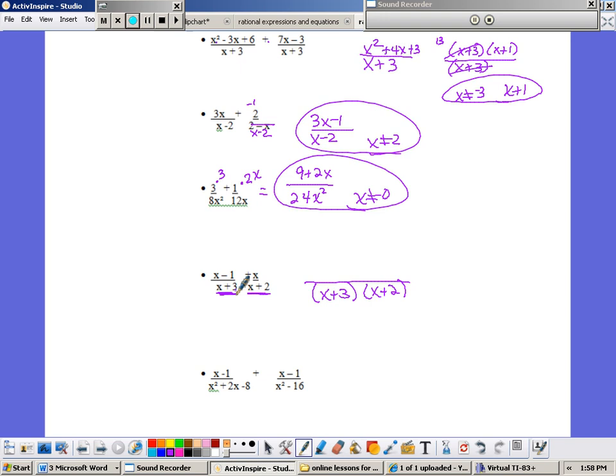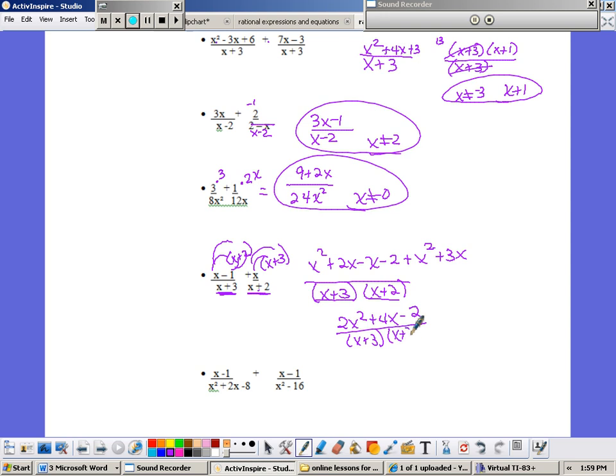So this had an x plus 3. It's picking up an x plus 2, so I have to multiply the top by x plus 2. This had an x plus 2. It's picking up an x plus 3, so I have to multiply the top by x plus 3. This needs to be FOILed. So I get x squared plus 2x minus x minus 2 plus x squared plus 3x. So I have 2x squared, 2x minus x is 1x, plus 3x is 4x, minus 2 over x plus 3, x plus 2.